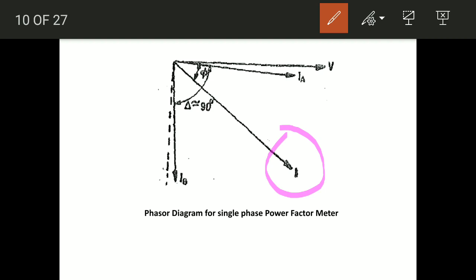Now from this construction it is very clear that here we have two coils, coil A and coil B. Both the coils are placed in the presence of a magnetic field and they carry some finite current, that is IA and IB. So definitely both the coils will experience a torque. So we are going to write a mathematical equation of the torque developed by coil A and by coil B, and then at equilibrium condition we will identify how we can measure the power factor by using this particular instrument.